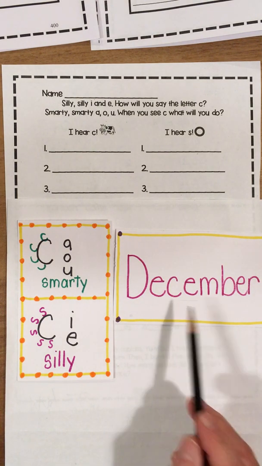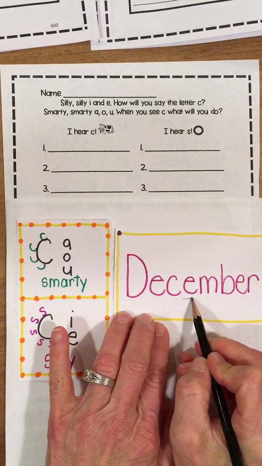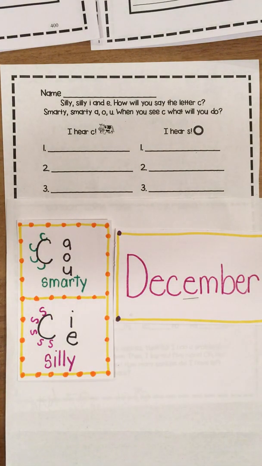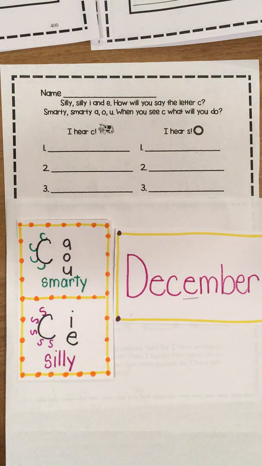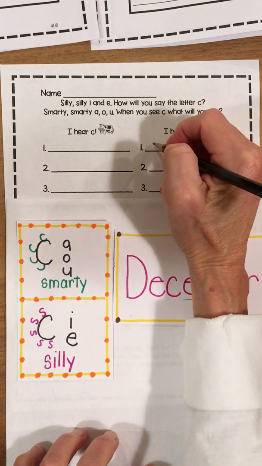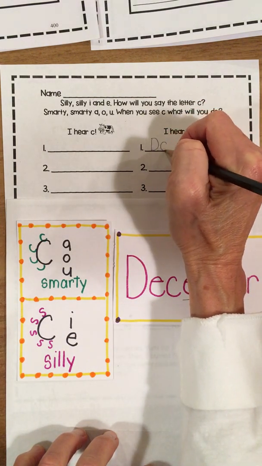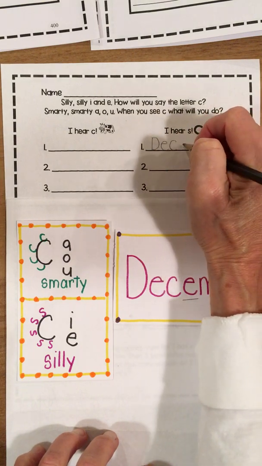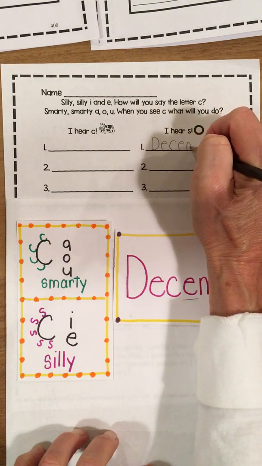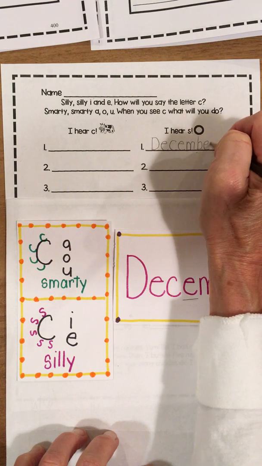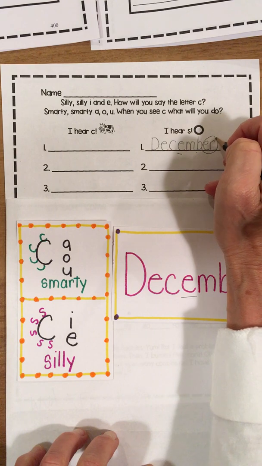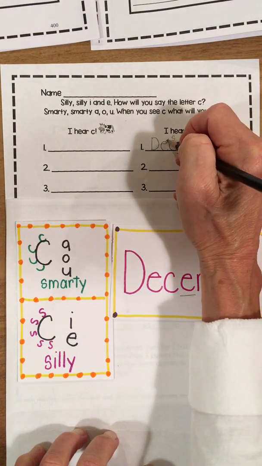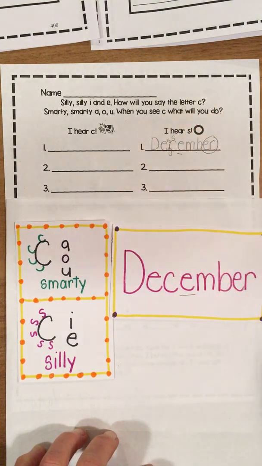I see that the C is the third letter. There's an E right there. Where will you write that? Are you putting it in this column or this column? Take a second. I hope you said right here. This is the word December. It is a silly C because that C is followed by an E. Do you see that E-R right there? I'm going to put that silly S hair all around the C.